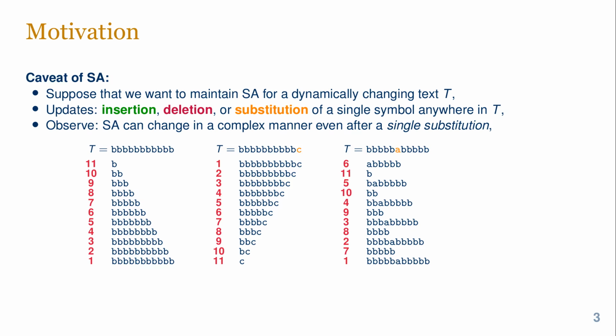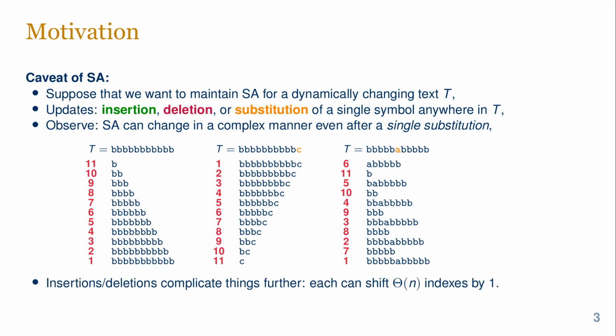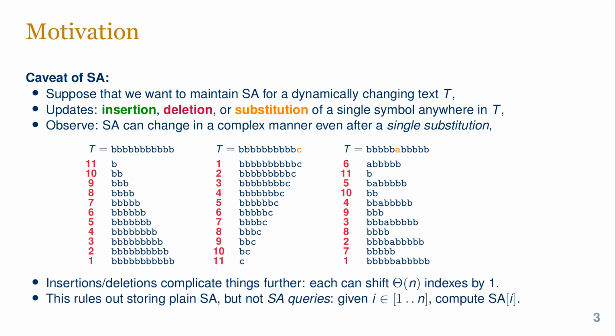These updates only permute the suffix array. Insertions and deletions, however, complicate things further, since each can shift a linear number of values in the suffix array by 1. This volatility of suffix array makes it impossible to keep it in plain form while performing updates. This does not, however, rule out the existence of a data structure to compute the suffix array values. In other words, we can still aim to design a data structure that can answer suffix array queries that, given any i between 1 and n, returns the value SA[i].